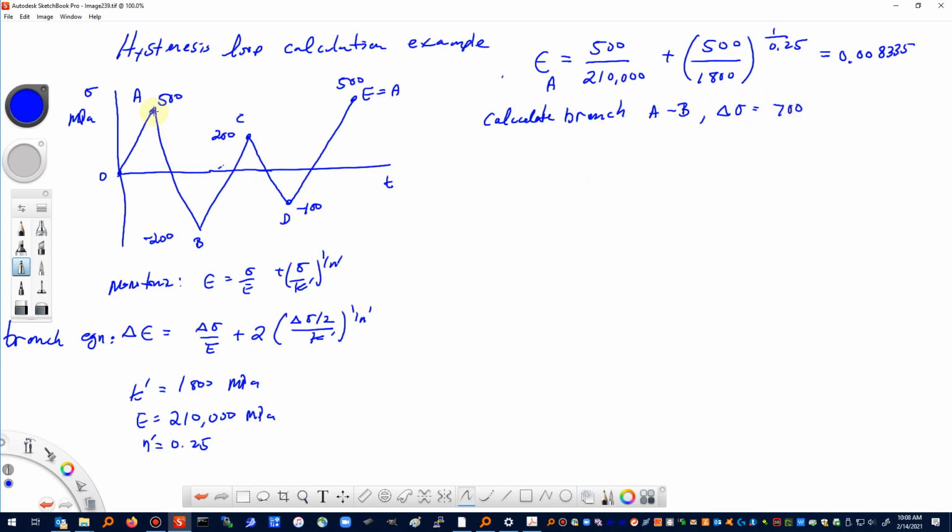Okay, so it starts up here, goes all the way down to here. So my delta epsilon is going to be 700 over E, that's the E value, plus 2 times 700 over 2 divided by K prime to the 1 over N prime power. Okay, let's see what I got for my delta epsilon from A to B.